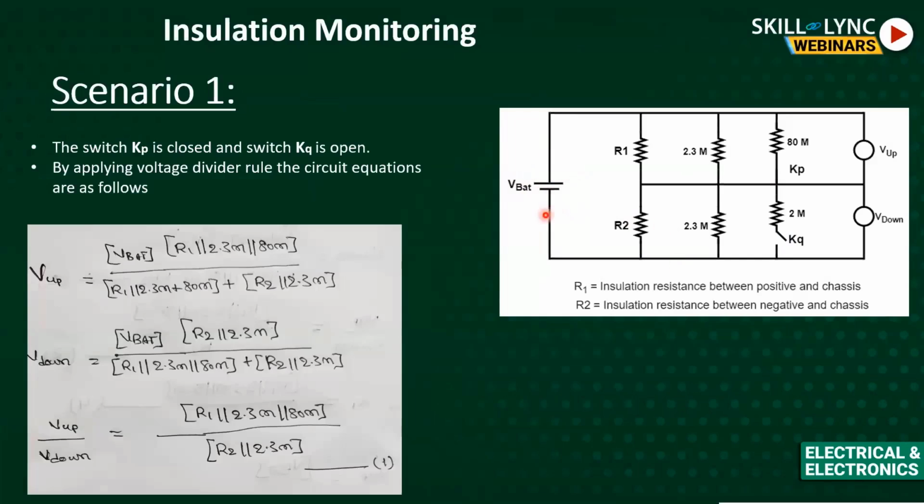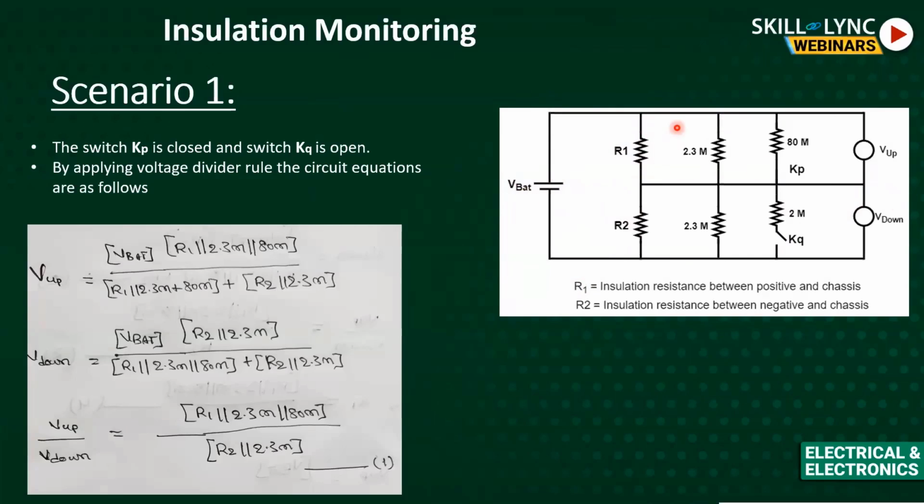So this is the battery, that means the powertrain battery. It's more or less around 300 volts in the case of a conventional automobile. And R1 is the resistance between the positive of the battery and the chassis. Similarly, R2 is the resistance between negative and the chassis. Actually, I haven't shown this, but it is connected to the chassis here.